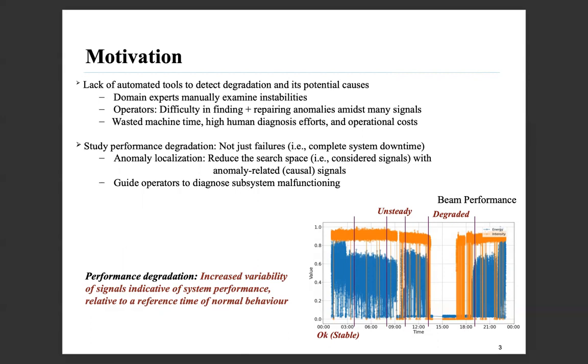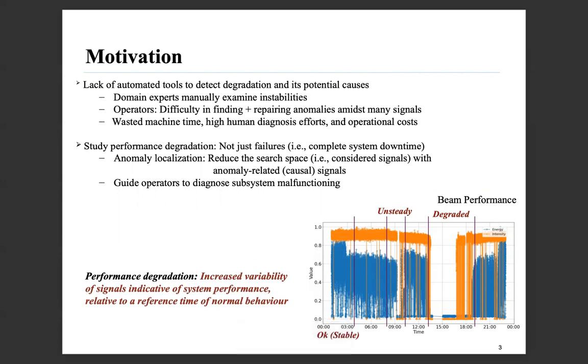We analyze degraded performance, which is not just failures, that is, complete system downtime. For example, in this figure, the first few hours until 3 relate to stable performance. Around 9 hours, we see a small glitch, and this is unsteady performance. And around 15 to 18 hours relates to degraded performance, where there is substantial deterioration in the beam quality.